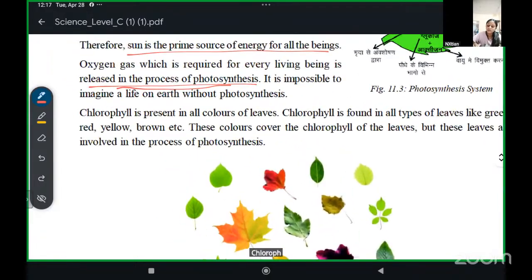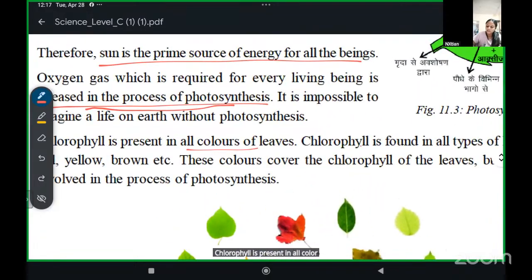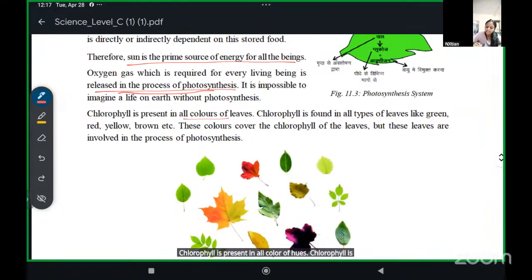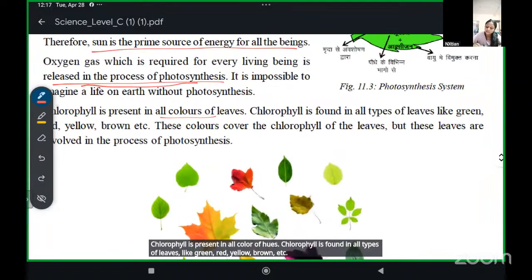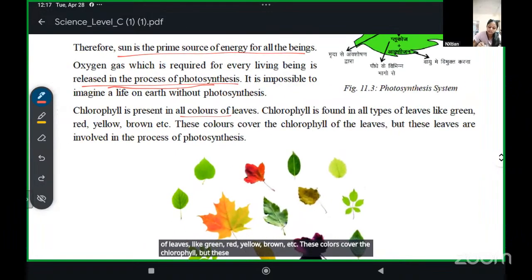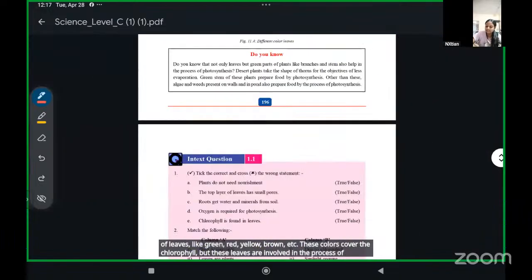Chlorophyll is present in all colors of leaves. Chlorophyll is found in all types of leaves like green, red, yellow, brown, etc. These colors cover the chlorophyll, but these leaves are involved in the process of photosynthesis.